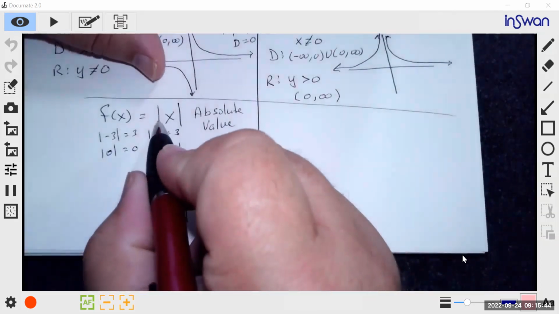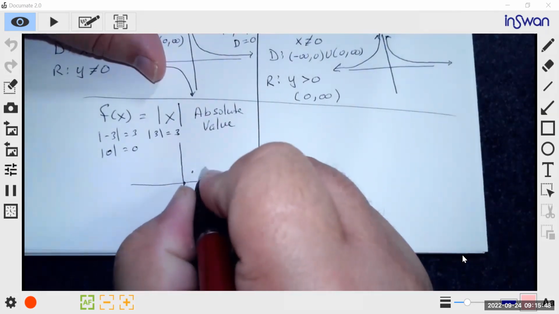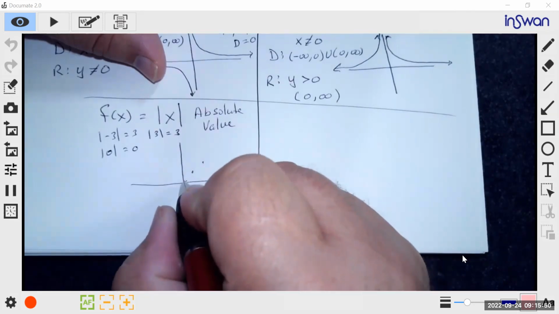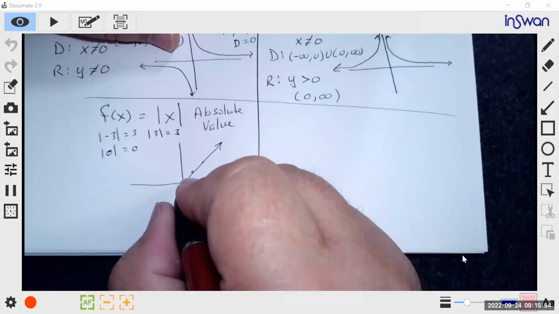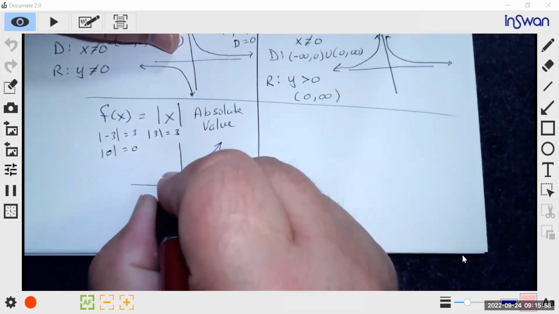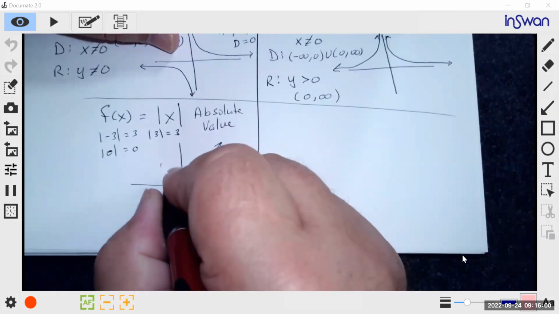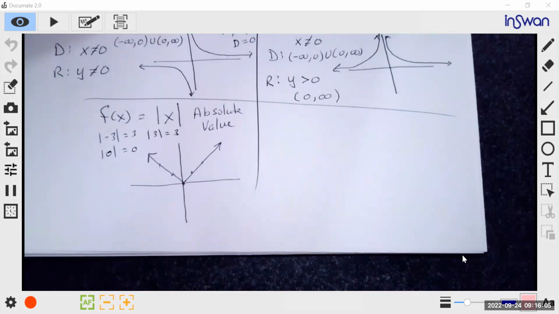So when x is 0, y is 0. When x is 1, y is 1. When x is 2, y is 2. When x is -1, y is 1. When x is -2, y is 2. So you have two linear equations there.